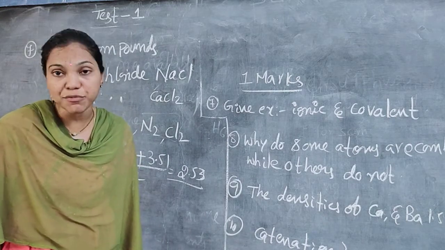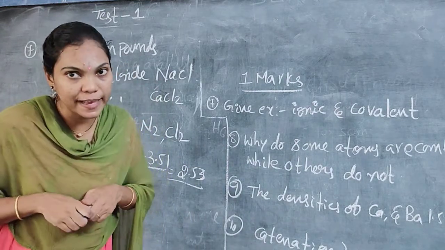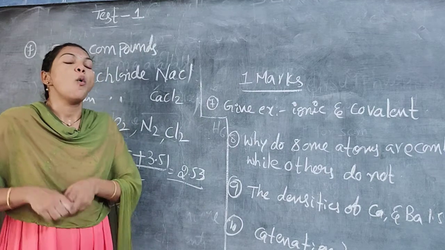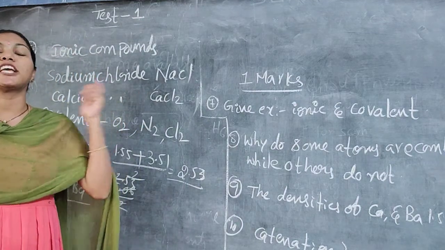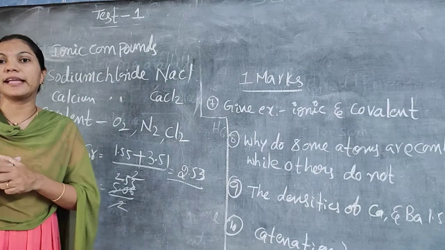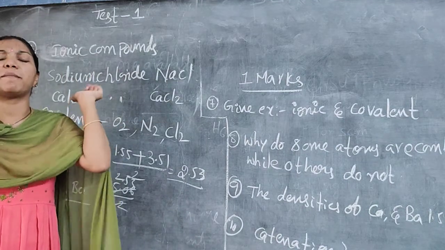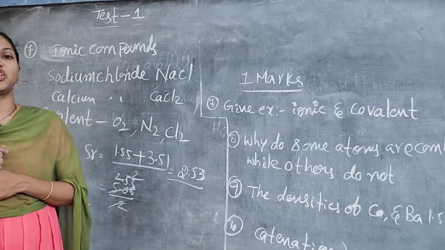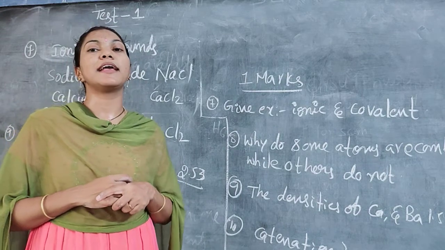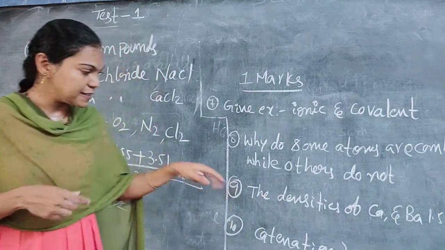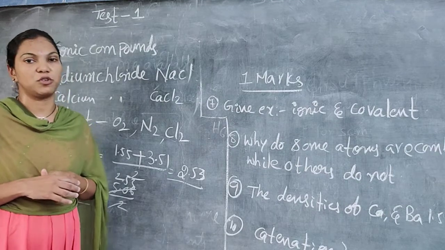How is the long chain formed? By self-linking of the carbon atoms. When carbon atoms self-link together to produce long chain molecules, this property is known as catenation. Simply remember, long chain formation by self-linking of carbon atoms is called catenation. So these are the 1 mark questions and half mark questions.